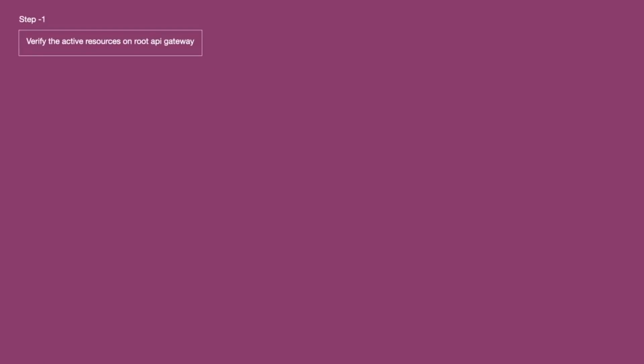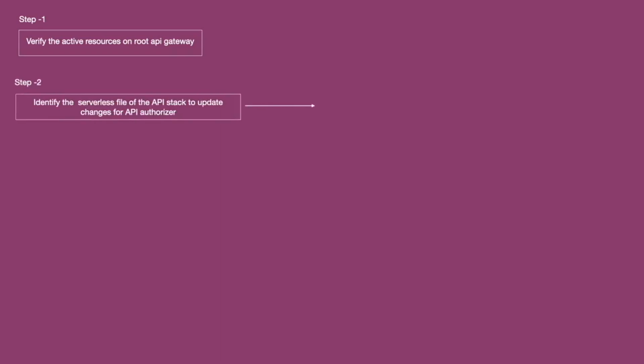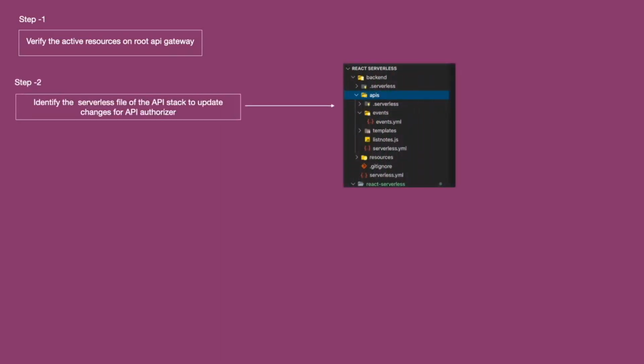In the next step, we are going to be identifying the spot in our project structure to see where we are going to be writing our code changes. Let's quickly recap the folder structure. As you can see, the resources directory is basically meant for placing the infrastructure related code, and the APIs directory holds the definitions for the API stack.